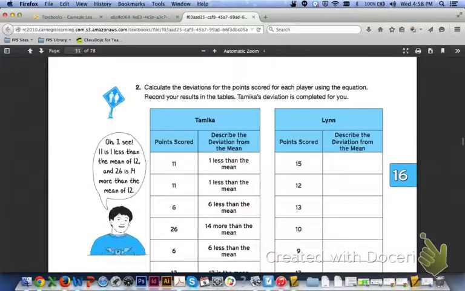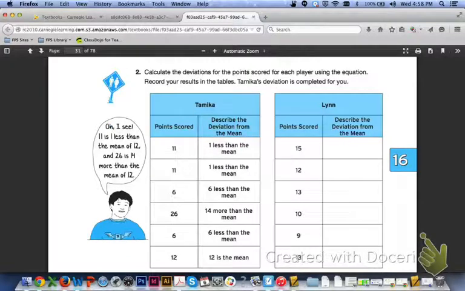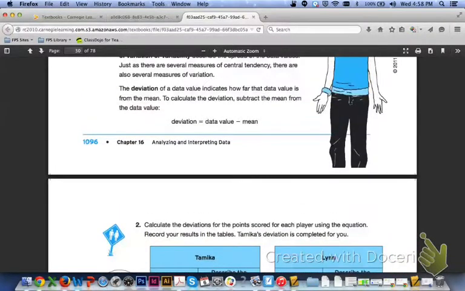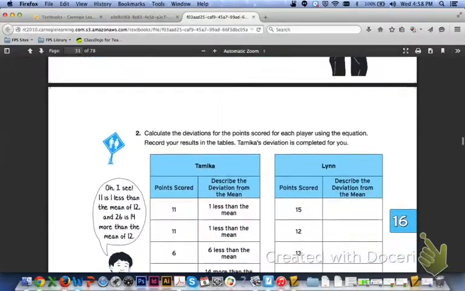It says to calculate the deviations for points scored for each player using the equation. Record your results in the tables. Tamika's deviation is completed for you. So the equation that they're referring to is the one that we just saw. Deviation equals data value minus mean.